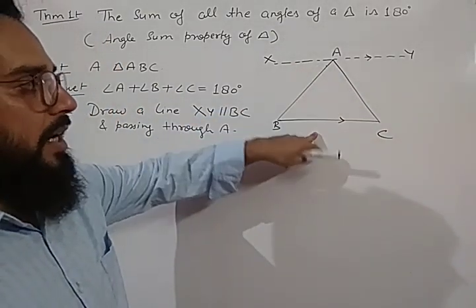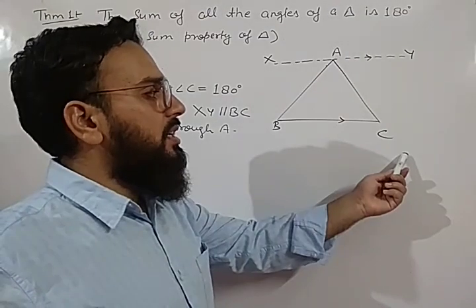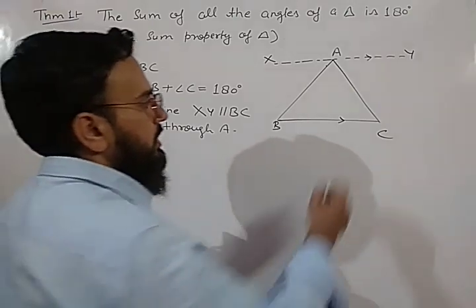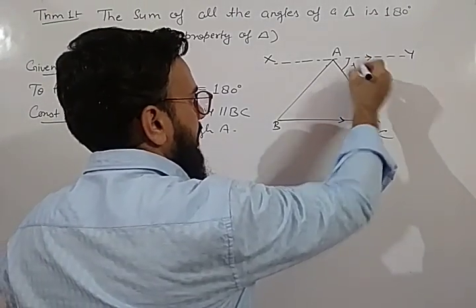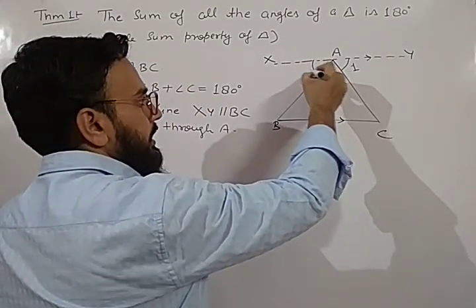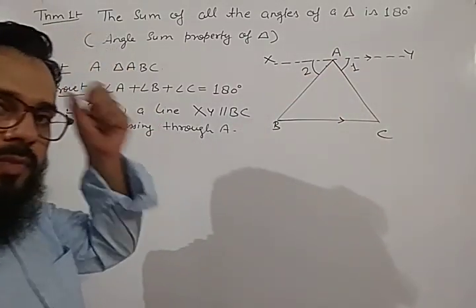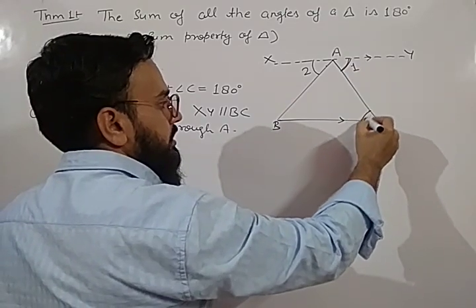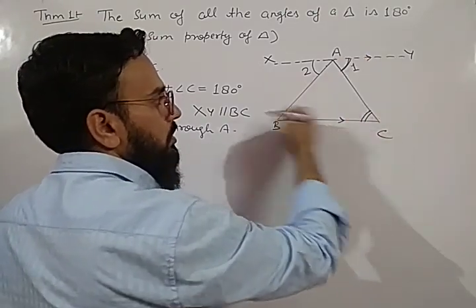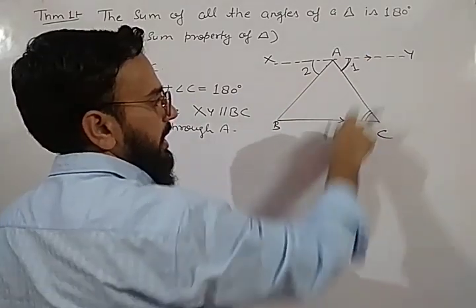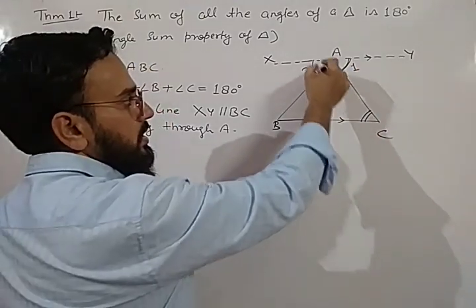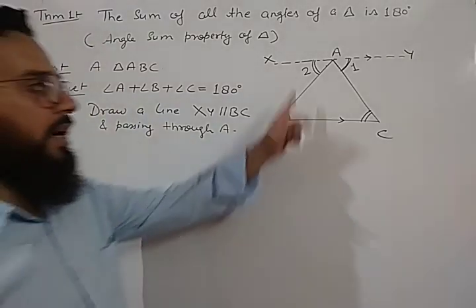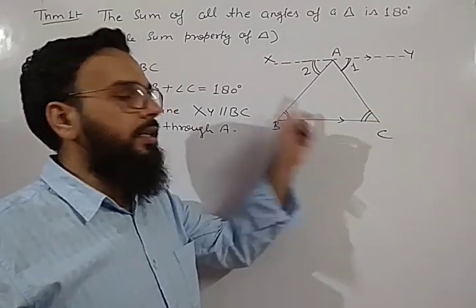So now these are two parallel lines, and AC will be a transversal. Similarly, AB will also be a transversal. Now if we consider this angle as angle 1 and this angle as angle 2, we can see here this angle 1 and angle C will be alternate angles because these are parallel lines and this is a transversal. Similarly, angle 2 and angle B will also be alternate angles, and for parallel lines, alternate angles are equal.